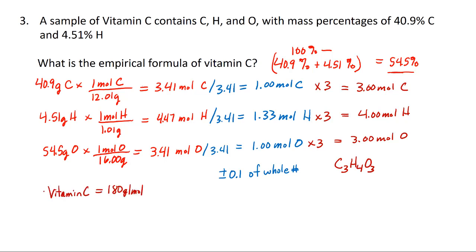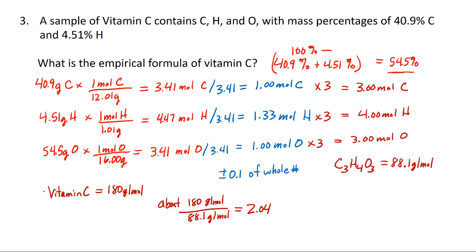However, the fragment of C3H4O3 doesn't weigh 180 grams per mole. Calculating the molar mass of this particular substance gives us 88.1 grams per mole, very much different than 180 grams per mole. We can use these two numbers, though, to figure out what the molecular formula must be. We can divide the approximate molar mass of 180 grams per mole by the molar mass of our empirical formula at 88.1 grams per mole and come up with a ratio of those two numbers. This ratio works out to be about 2.